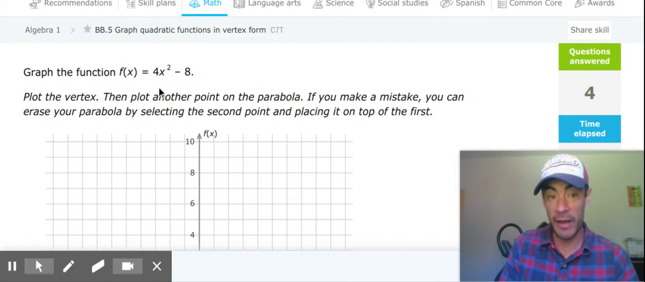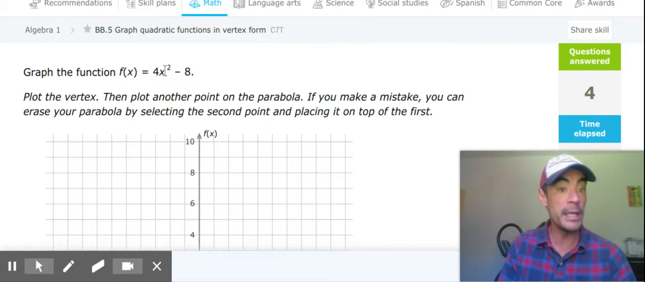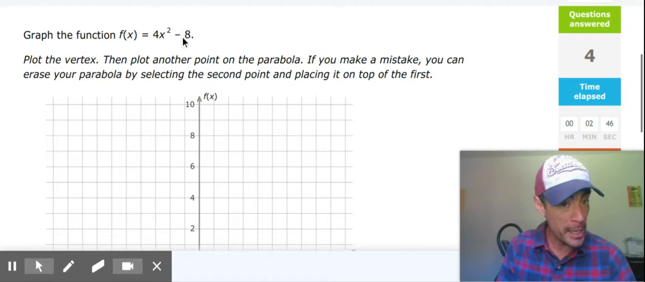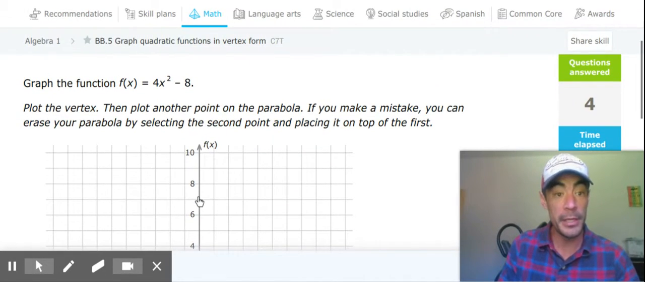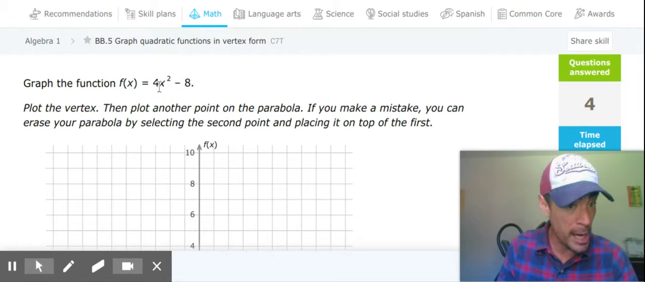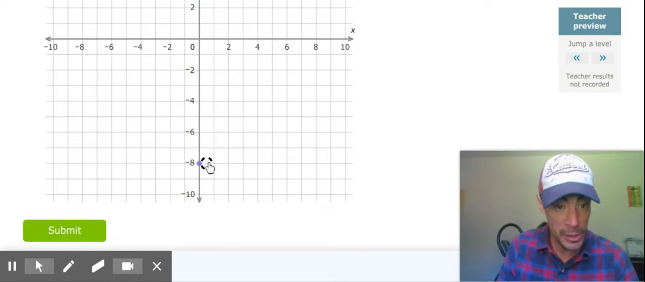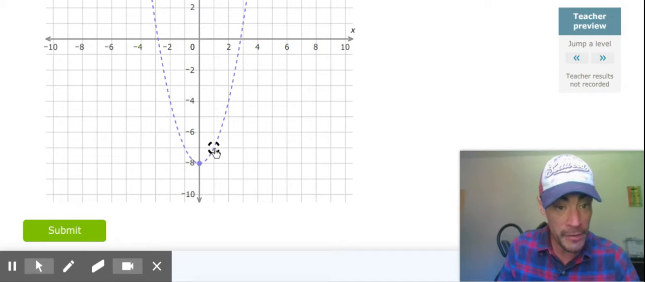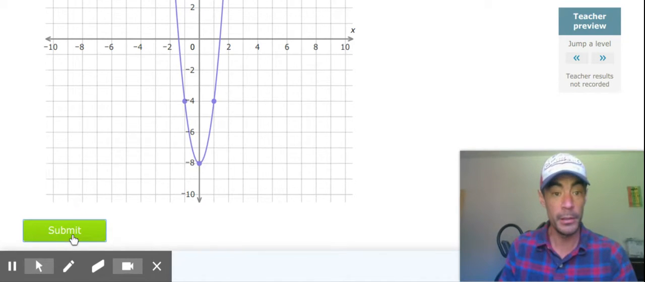All right, finally, we have one that has a vertex that's no longer at 0, 0. The h coordinate is still 0 because I don't even see the parentheses, but the k value is minus 8. So it was translated down 8. That is the vertex. This opens up because it still has a positive a value, but it's stretched by a factor of 4. So instead of opening up and having this shape, it's going to a height that is 4 times as tall, like so. Hit submit.